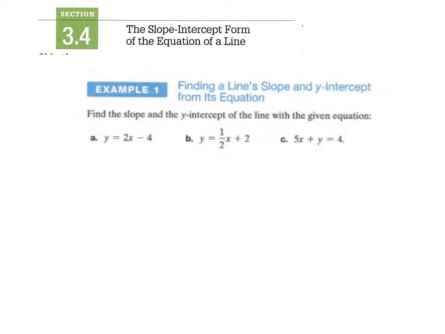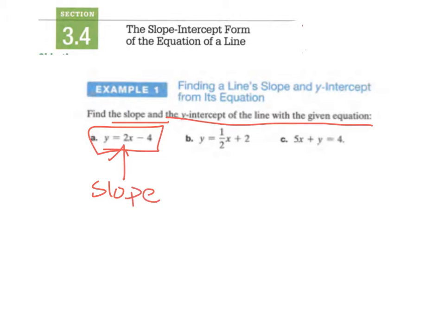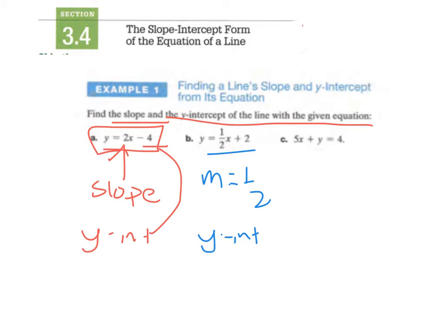All right, to find the slope and the y-intercept of a line, and we have it in the correct form, which is this form, this number is the slope, and this number is the y-intercept. So let's look at this problem. So our slope, m, would equal 1/2, and our y-intercept, in this case, would be a positive 2.